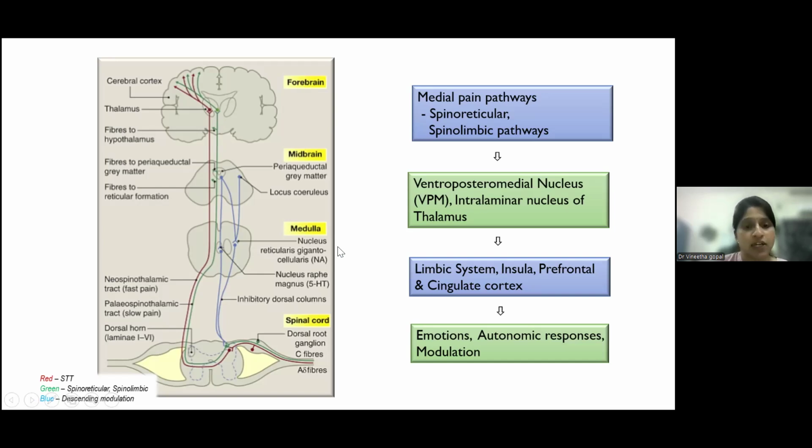So why is it important? This medial pain pathway is important. The other pathway deals with the nature of pain, severity of pain, location of pain, whereas the medial pain pathway deals with emotions, autonomic responses, and more importantly, what I told, modulation of pain. How the pain gets modulated. Okay.